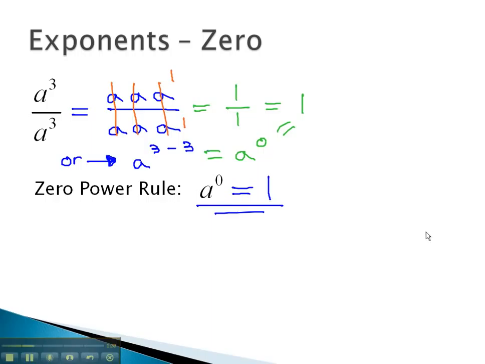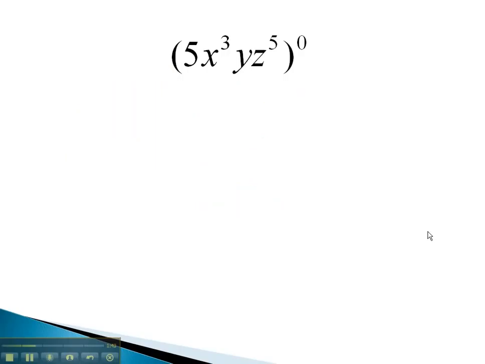Let's take a look at an expression where we can see this work out. Here we have 5x cubed yz to the 5th, all to the 0 power. Because everything is to the 0 power, that means everything is going to divide out, leaving us with a solution of 1.